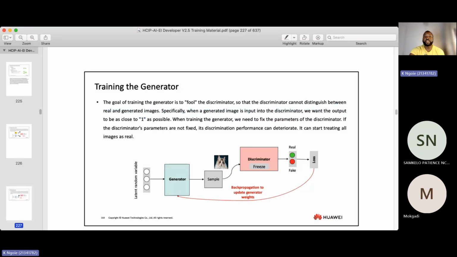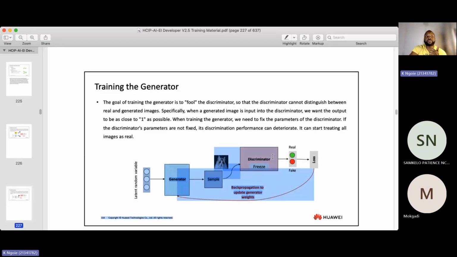So when we're training a generator, the generator will try and create fake data, like fake images, that look so realistic that the discriminator makes mistakes while trying to distinguish them. So the discriminator can mistake them for real. So the generator doesn't see real images.